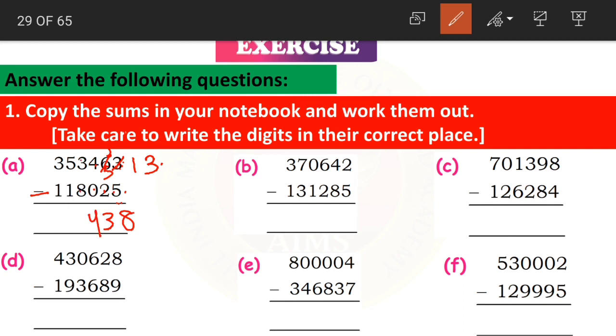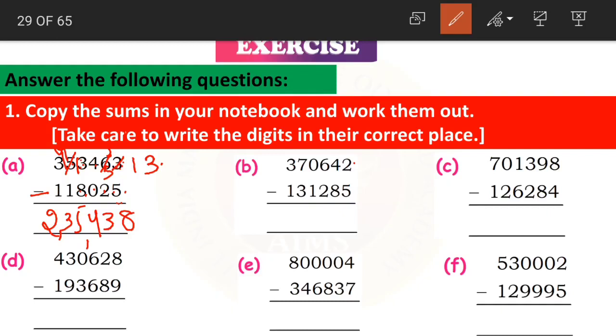Now again we cannot subtract 8 from 3. So 3 becomes 13. 5 becomes 4. 13 minus 8, 5. 4 minus 1, 3. 3 minus 1, 2. So 2,35,438 is our answer. Yes.